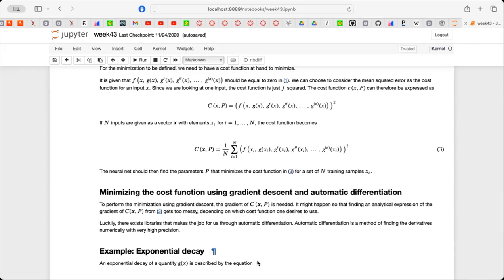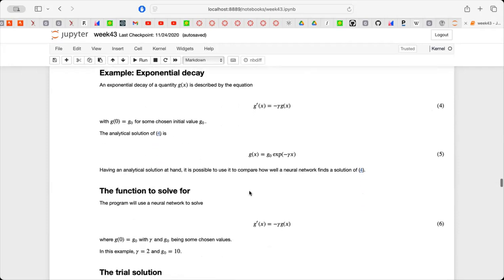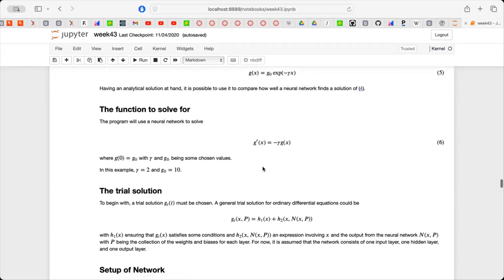And the first example is the one which we discussed at the very beginning on the whiteboard notes, and that's just the standard exponential decay. And the function we want to find is actually the solution to this problem. We know the analytical solution. This is essentially the same thing which we did before. And we are putting in parameters, just 2 chosen parameters, gamma equal 2, and we put g0 equal to 10.